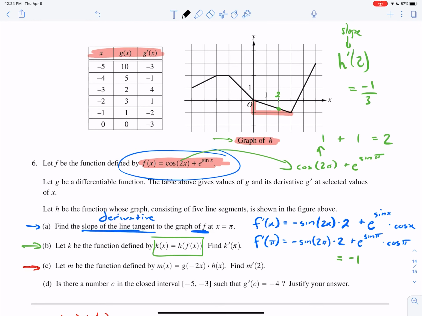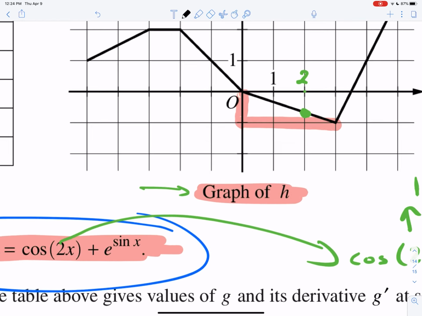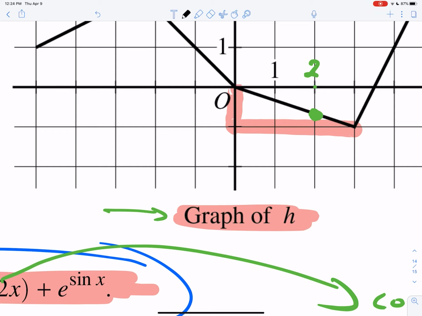Now, how do you actually figure out that coordinate? There are many ways that you could do it, but here's the thing. If you look at the slope, it's going down over 3, or going down 1/3 of the way over 1, 1/3 of the way over 1.